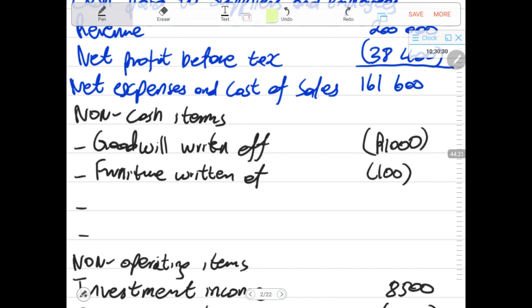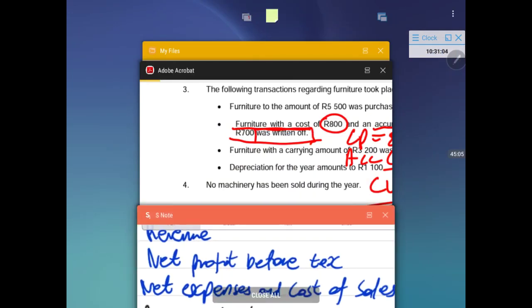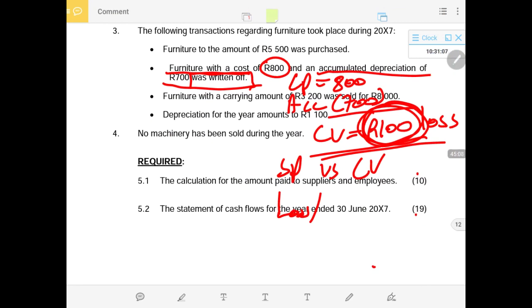Remember, guys, please keep this in your mind. You must always ask yourself, is this amount included in that 161,600? That's what you must ask yourself first. Is it included there? The answer is yes, it is included. Is it supposed to be there? The answer is no. Why is it not supposed to be there? Because it is not a payment to a supplier and it is not a payment to an employee. So we don't need it. We must remove it out of our expenses and our cost of sales, because it's not a payment to a supplier or an employee. So we have dealt with that.